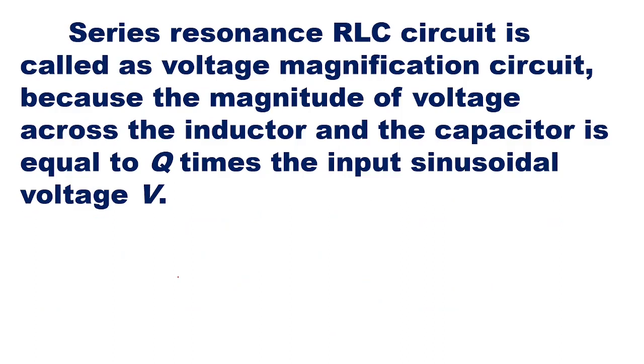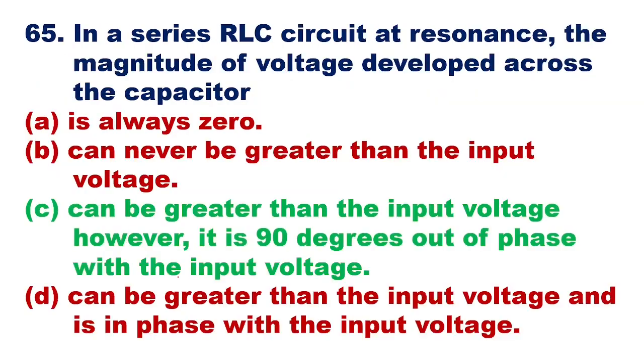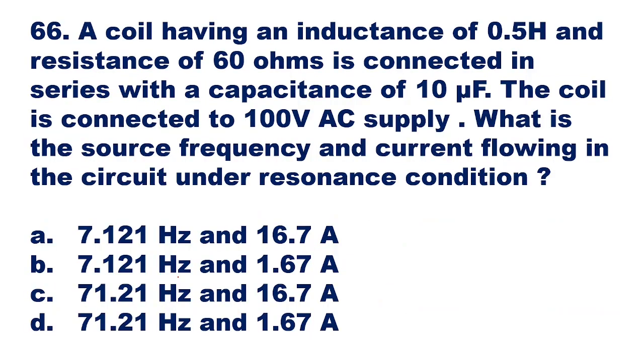And for that the theory behind it is that a series resonance RLC circuit is also called a voltage magnification circuit, because the magnitude of voltage across the inductor and the capacitor is equal to Q times the input sinusoidal voltage V. So here option C will be the right answer. The voltage across a capacitor can be greater than the input voltage. However, it is 90-degree out of phase with the input voltage. Then we'll go to the next question.